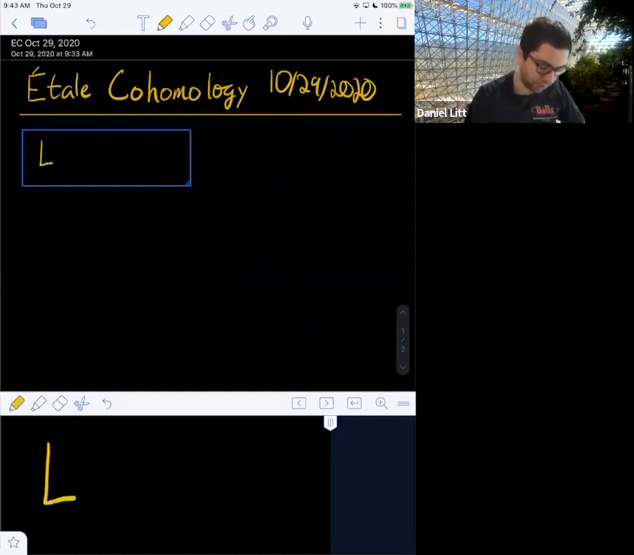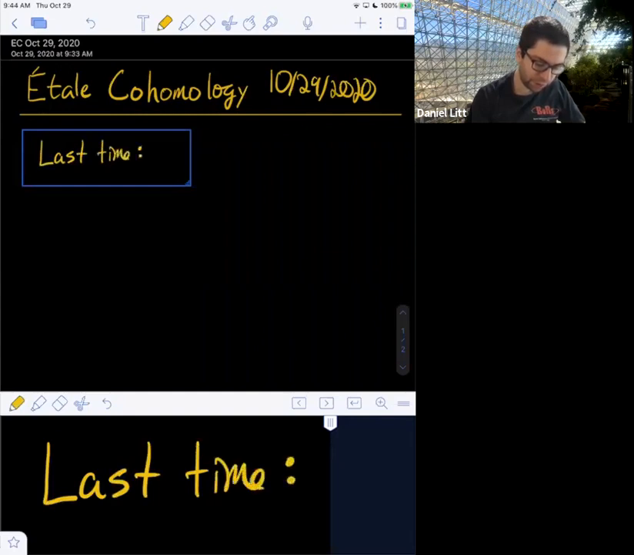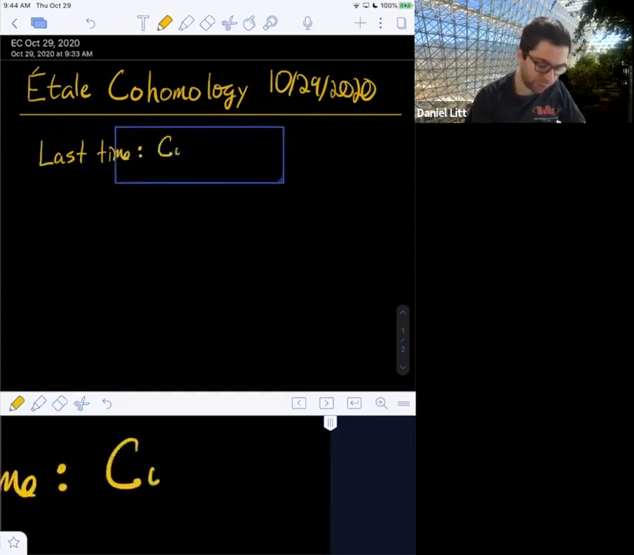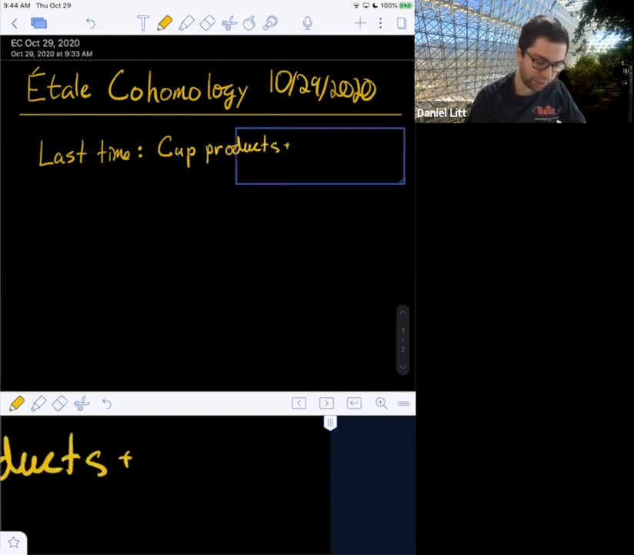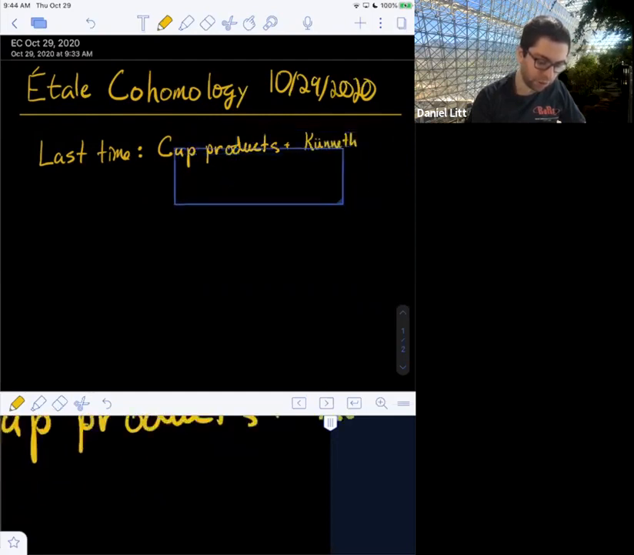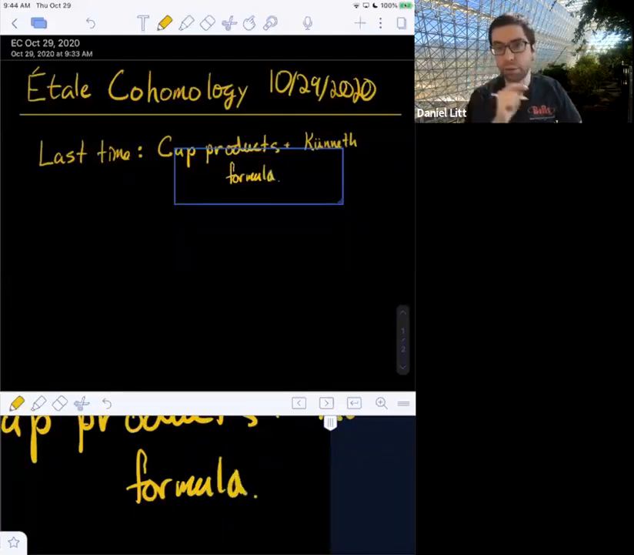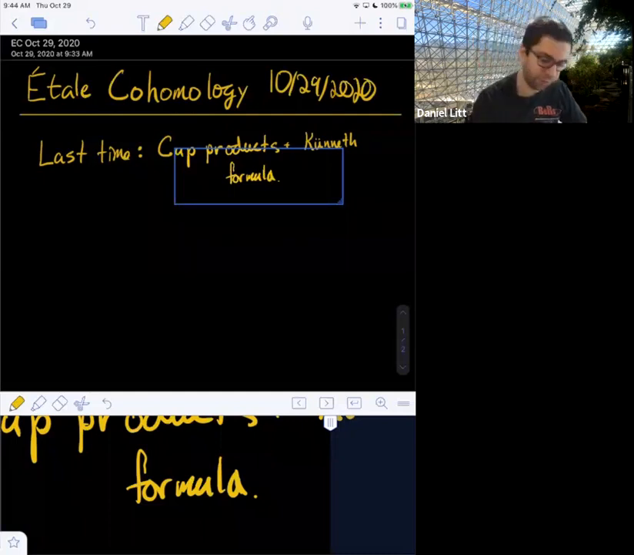So last time we introduced the Kunneth formula. So we introduced cup product. At the very end, I gave you a formula for the cup product on Čech cohomology and the Kunneth formula. Let me briefly recall what the cup product was, and then I'm going to recall the statement of the Kunneth formula, give you a slightly simpler formulation in good cases, and then sketch the proof.